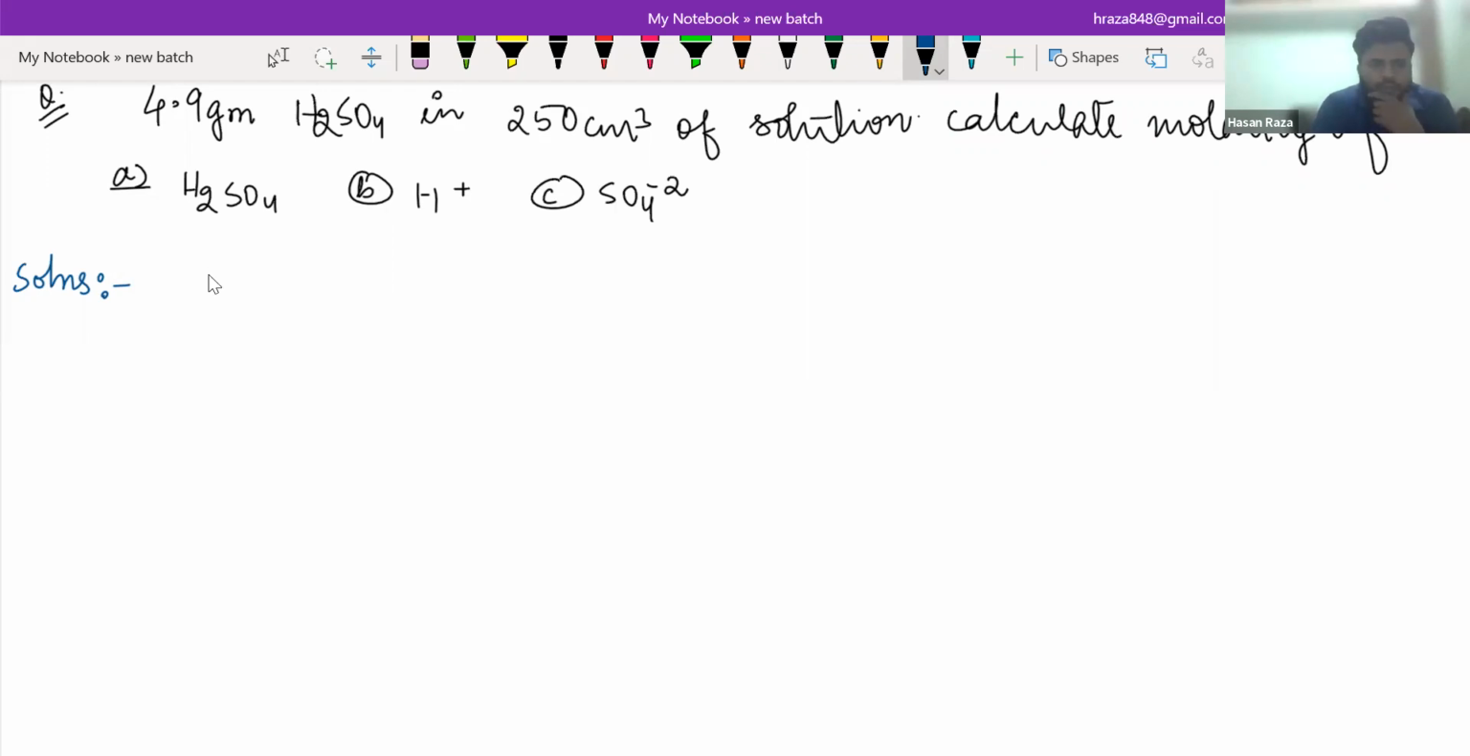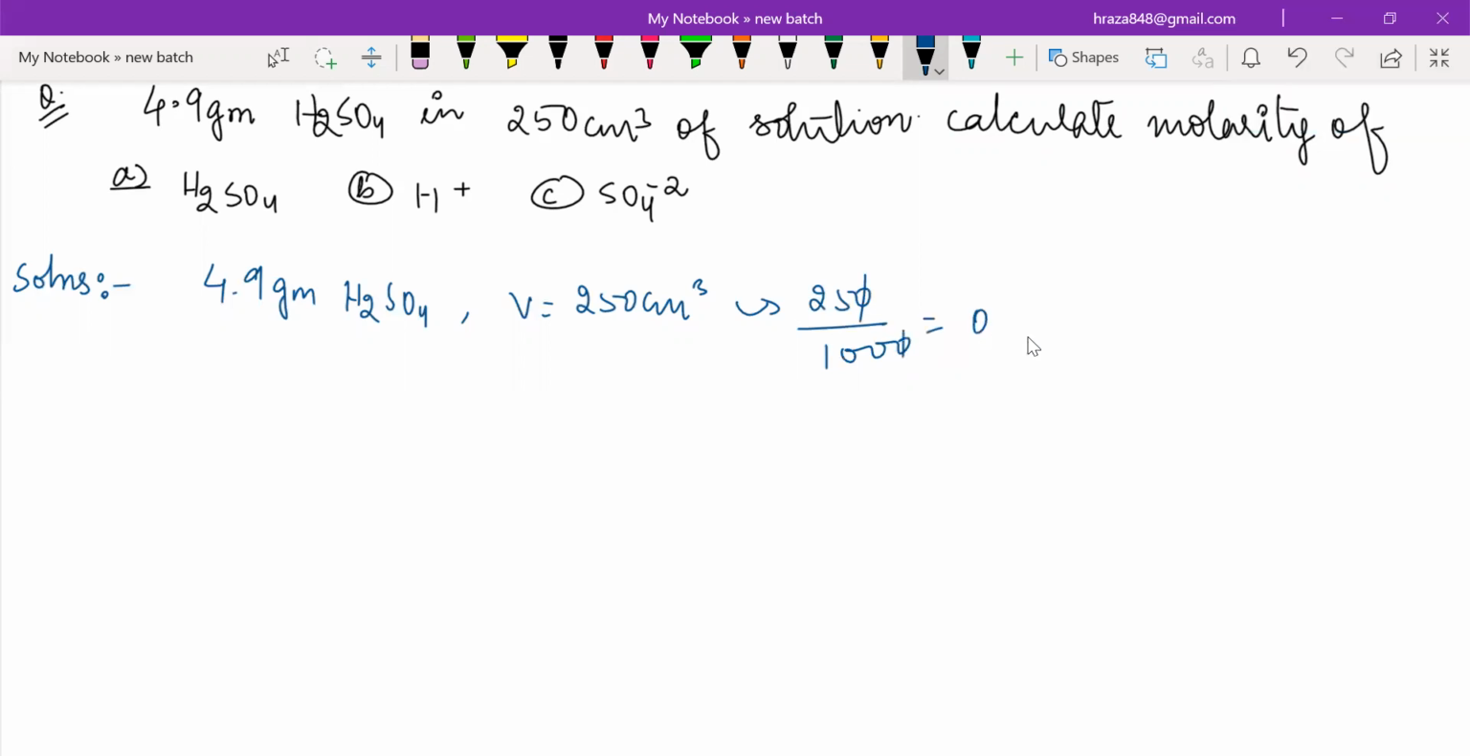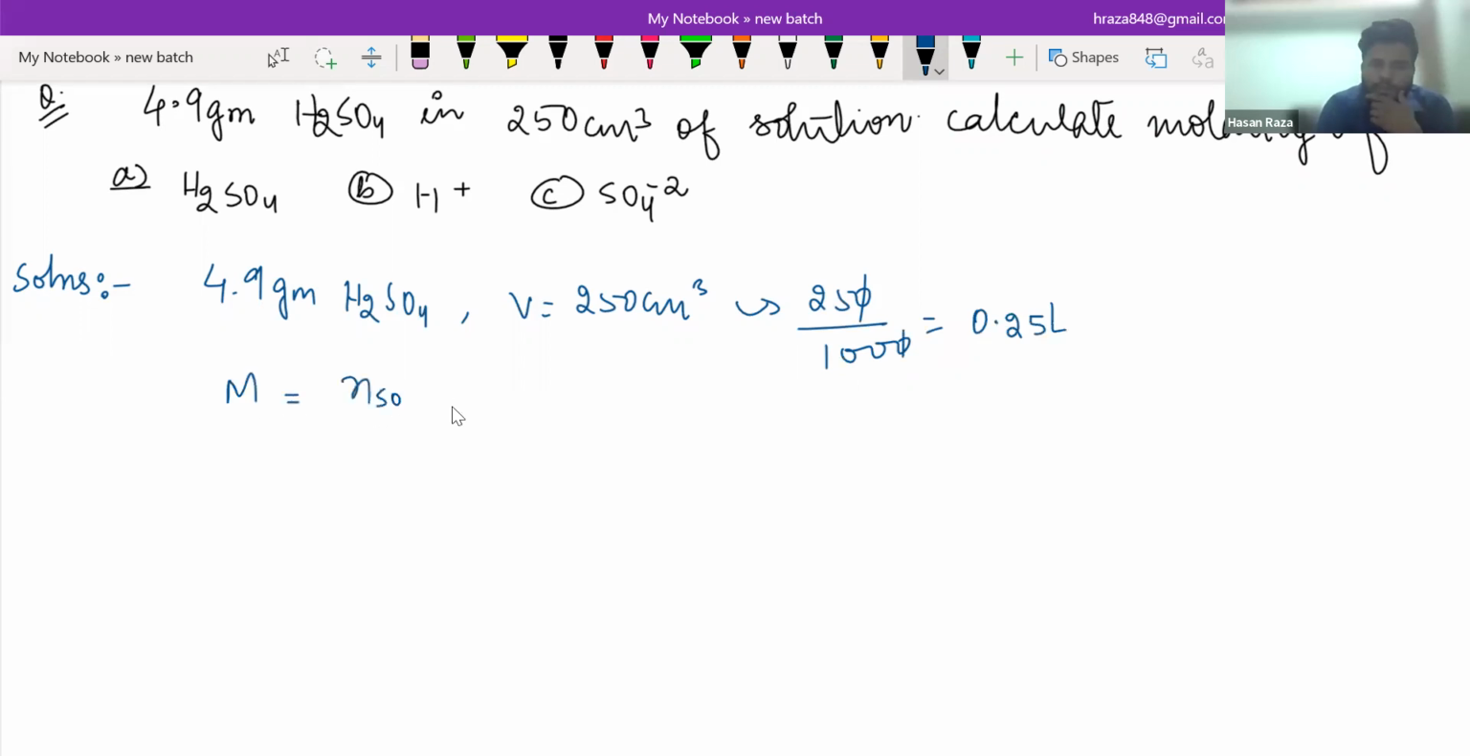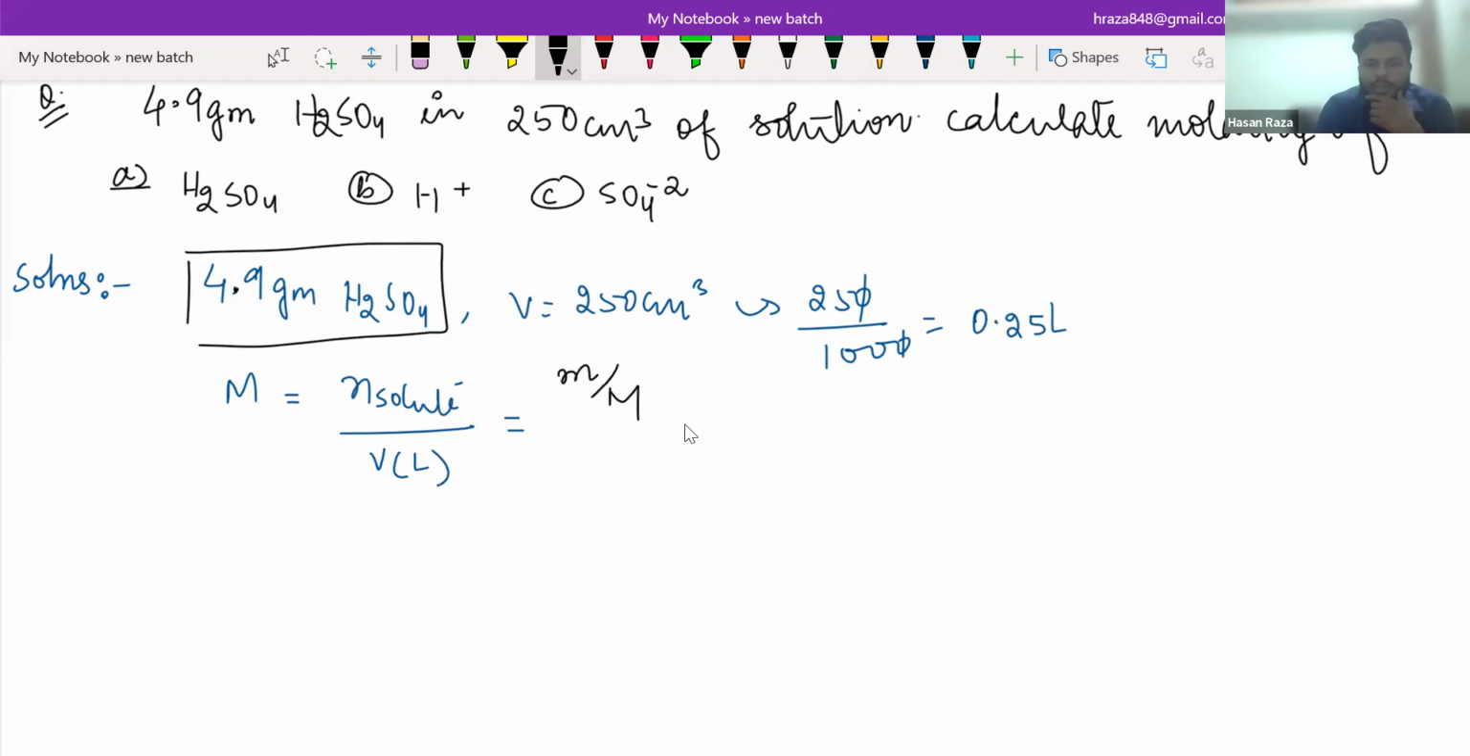Let me check. We have 4.9 gram H2SO4, and the volume is 250 centimeter cube. If we change it to liter, it will be divided by 1000, so 0.25 liter. Now we need to calculate molarity. Molarity is the number of moles of solute upon volume of solution in liter. The number of moles is not directly given, but we have the mass, so we apply given mass upon molar mass, divided by volume in liter.